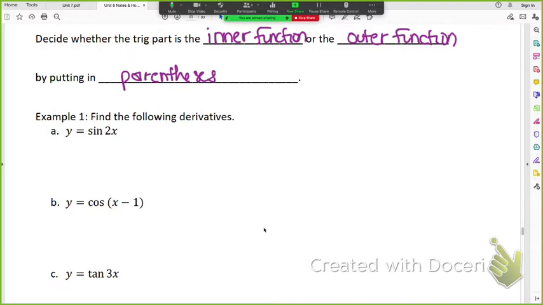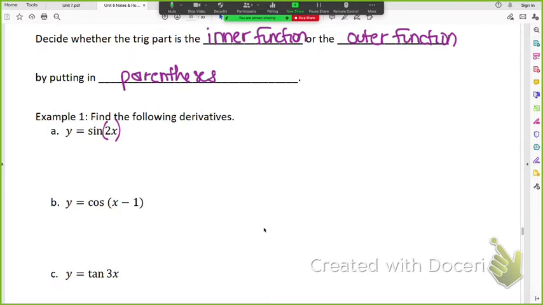So a lot of trig, it's not that the chain rule is any different, it's just learning to think about whether the sine or the cosine is the inside function or the outside function. So for example, 1a here, where is the only place I could put parentheses in 1a? What are we taking the sine of? 2x. So the only place that I could put parentheses is right there. What that tells me is the sine is the outside function, and what's the inside function?